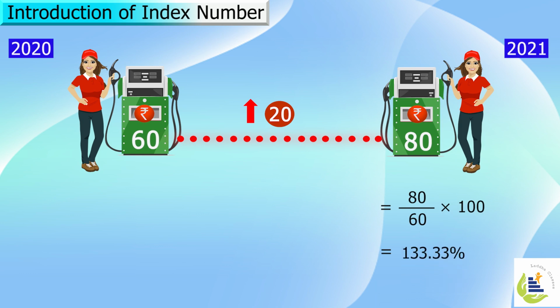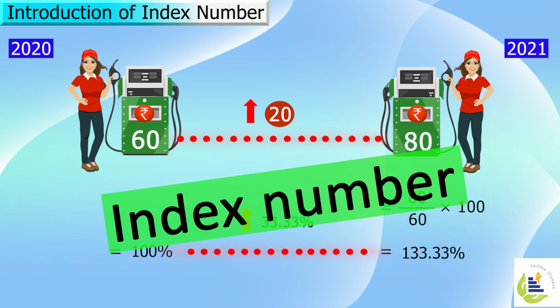So what do I understand? Last year, if it is 100 units, this year the price of petrol is 133.33%. So what do I understand? There is an increase of 33% in the price of petrol from last year to this year. This change in the prices of petrol is basically index number. So what is index number? Index number is the study of changes in the prices of an economic variable. Sometimes it can be one or it can be more than one over a period of time.